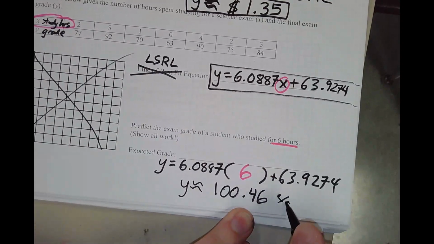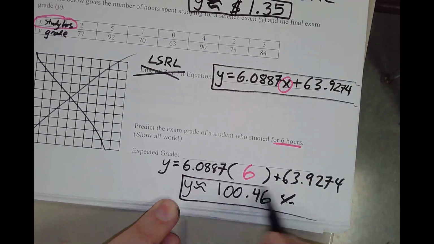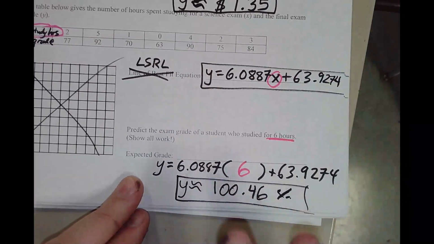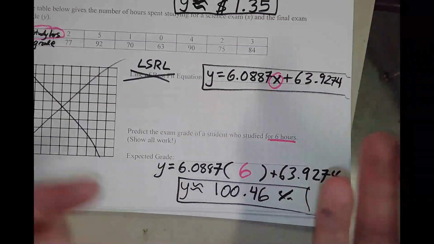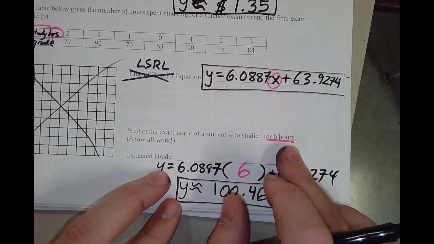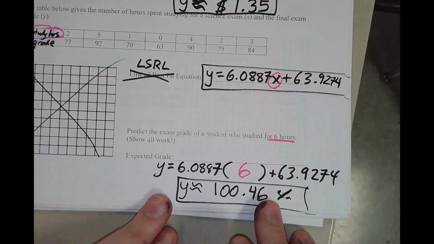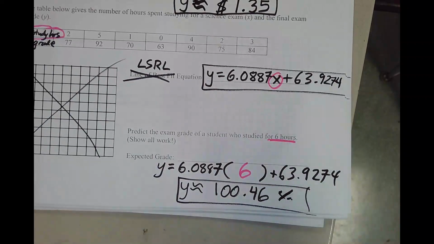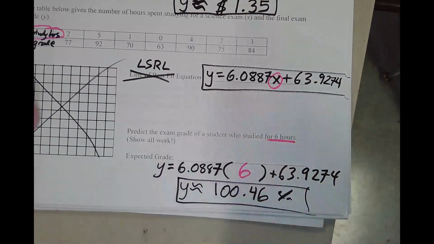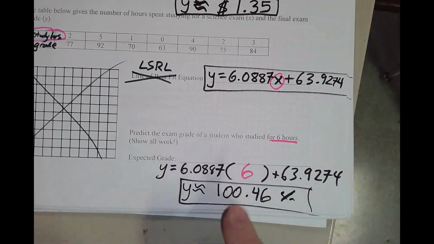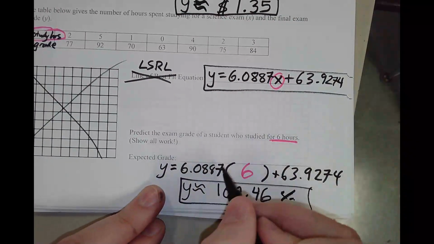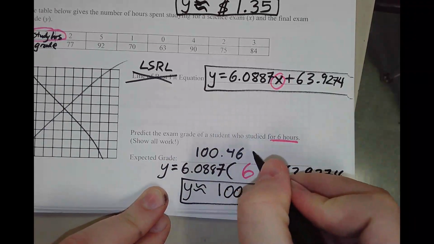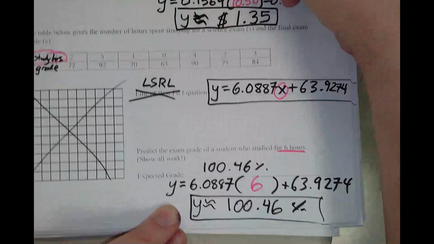Now, you can ask yourself this question: is it possible to get over 100% on an exam? Sometimes it is, but this is really just a prediction. So maybe you could study for 17 hours. Would you get 200%? Probably not. If you studied for 55 hours, would you get a 375%? I don't think it's possible. So this is just a prediction. So our predicted grade, expected grade, would be 100.46%.